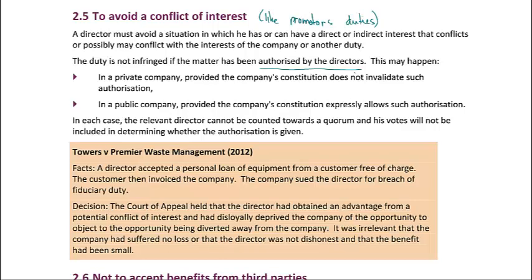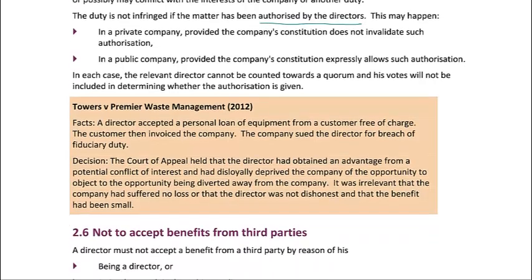In a private company, the articles could be silent and it's fine for the act to be authorised by the directors. The articles would actually have to say that authorisation by the directors is insufficient. In a public company, the emphasis is switched slightly. It's only possible for the directors to authorise a conflict of interest if the company's constitution expressly says that they can. And a bit like when we were looking at the issue of shares, the director in question is not allowed to vote on an issue concerning the authorisation of his own conflict of interest.